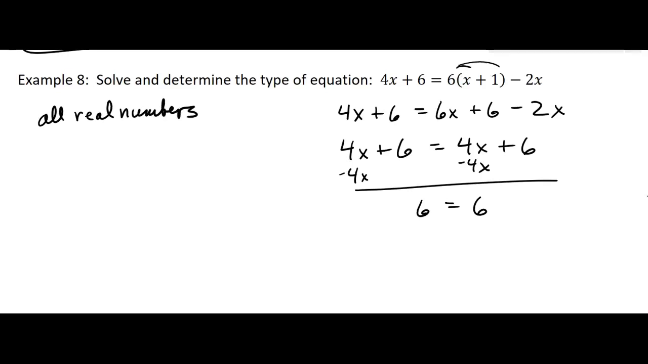And like I said, sometimes they have you just type out all real numbers. Sometimes they want the interval notation, which is negative infinity to infinity. And then this was an identity.